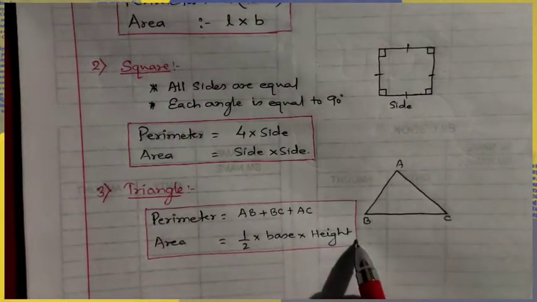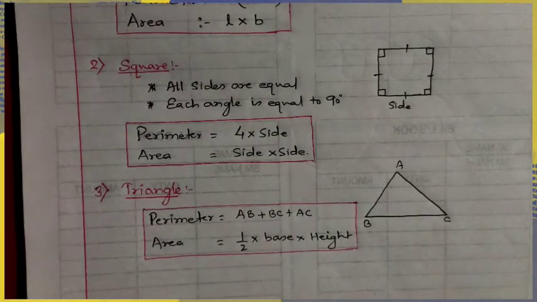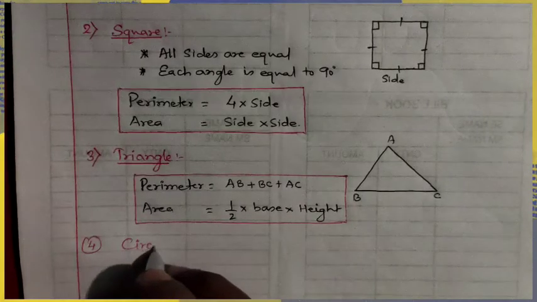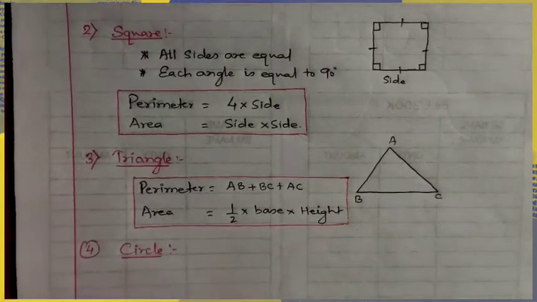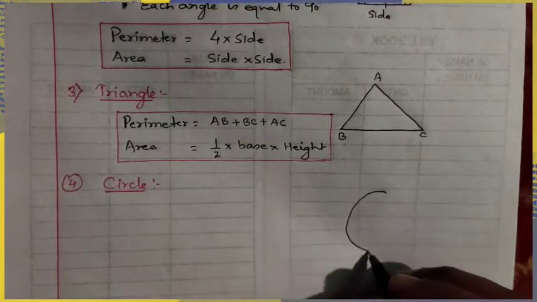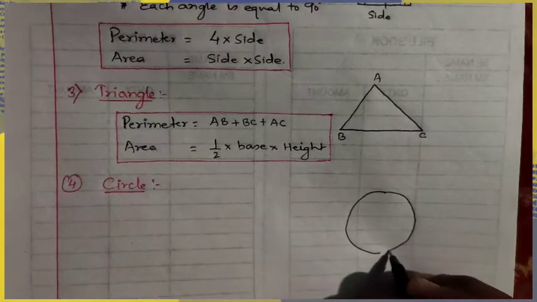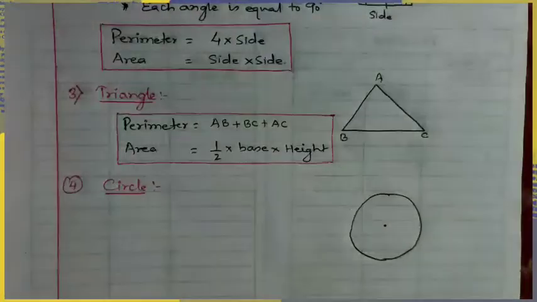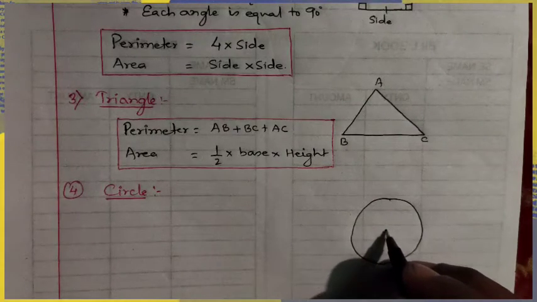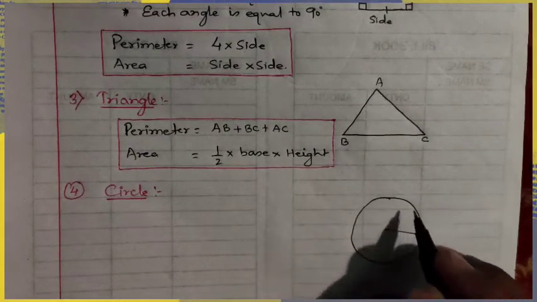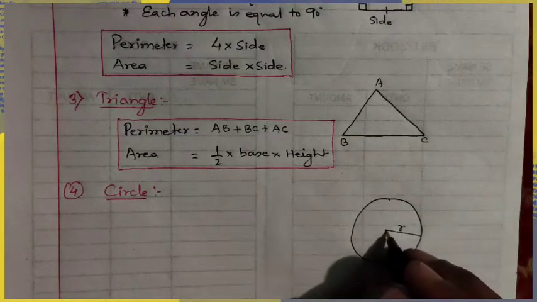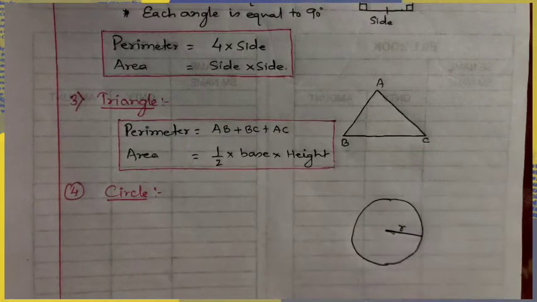At that time we will understand the concept of base and height. The fourth figure which we are going to study is circle. What does circle mean? As we all know about circle, this is a circle and circle is drawn from a fixed point. That fixed point is called center of the circle, and from that fixed point if a line is drawn to the circumference, to the boundary of the circle, that is called radius. The length of this line will be called as radius.